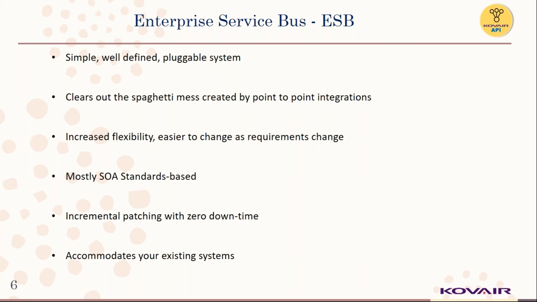Right? So when these two approaches failed, industry adopted a new option, which was the Enterprise Service Bus, or ESB. So it was widely accepted by the industry due to various advantages it brought into the table. Some of the major advantages were, it brought in a simple, well-defined, pluggable system and cleared out the spaghetti mess created by point-to-point integrations. ESBs also increased flexibility of integrating tools and was easier to change with requirements change. It is mostly SOA standards based, allowing incremental patching with zero downtime. And one major benefit that I would like to state here for the ESBs was accommodating your existing systems. For an example, ESBs like Kovair Omnibus, it supports integration of the in-house tools that organizations have and ensured that none of your existing tool investment is lost.